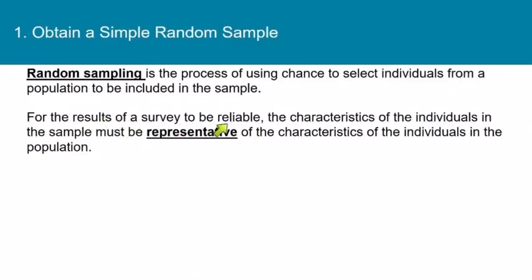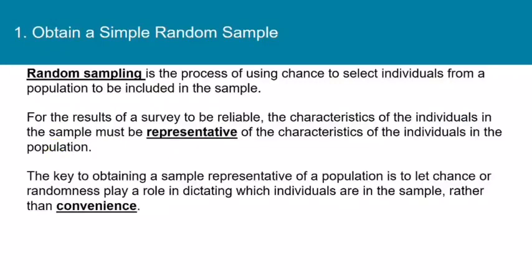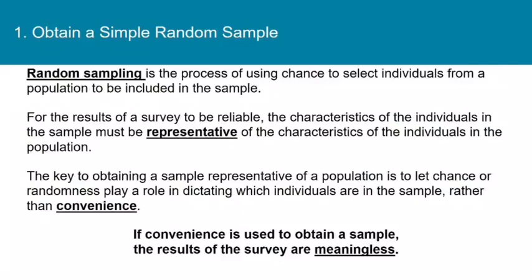Now, for the results of a survey to be reliable, the characteristics of the individuals in the sample must be representative of the characteristics of the individuals in the population. So that's what I was saying before. Our goal is always to try to get our sample to be as much like the population as possible. And the key to obtaining a sample that's representative of a population is to let chance or randomness play a role in dictating which individuals are in the sample, rather than convenience. And we're going to see later in the next section that a convenience sample is never a good thing. If convenience is used to obtain a sample, then the results of the survey are meaningless.